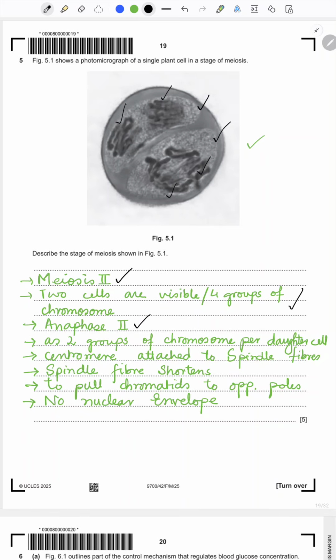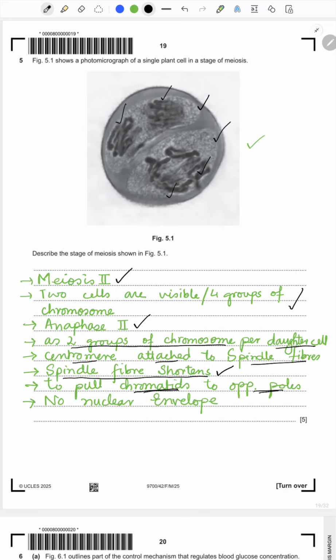And then the reference to anaphase 2 would be two groups of chromosomes per daughter cell, where the centromere must be attached to the spindle fiber. That is how the chromosomes are situated in the anaphase. And then what happens in anaphase is that the spindle fiber shortens. That is a very important point that we need to mention over here. And because of the shortening of the spindle fiber, chromatids are pulled towards opposite poles.